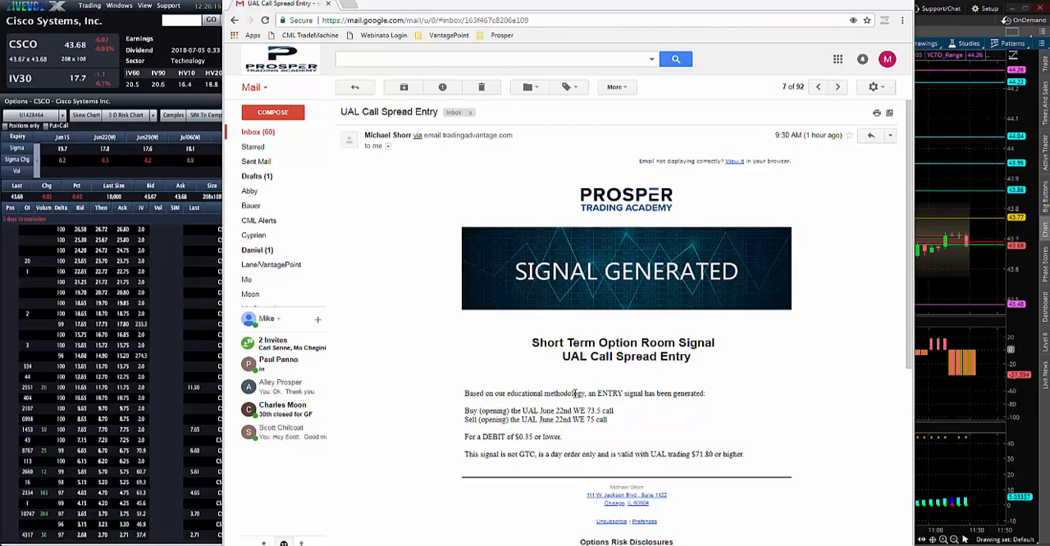We say, based on this, an entry signal, reinforcing the fact that it's an entry signal. And then you're also going to see buy opening, sell opening, which means that most platforms make you say if it is an opening or closing position. Anything that is a signal that we are not in yet, you're going to see opening, and for an exit signal, you're going to see closing. You're going to see the UAL ticker symbol, then the expiration. I'm going to put the date in there, but when it says WE, that's weekly expiration.